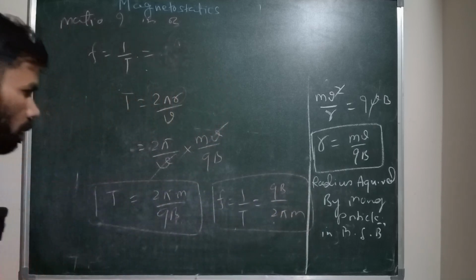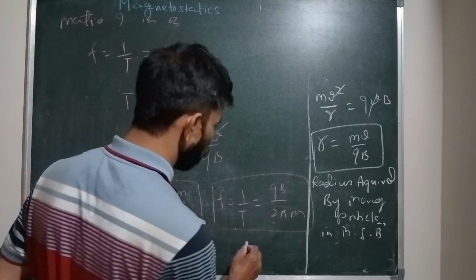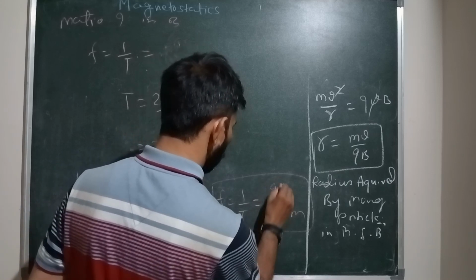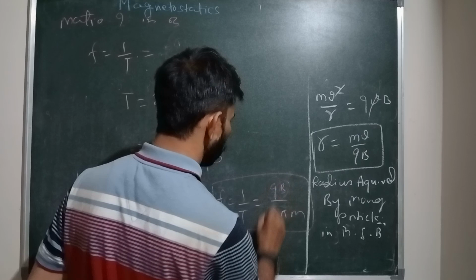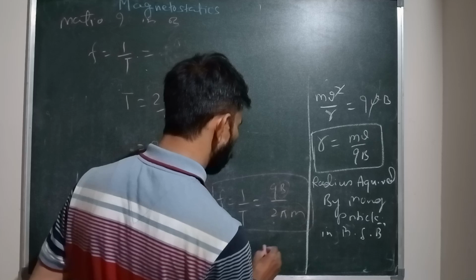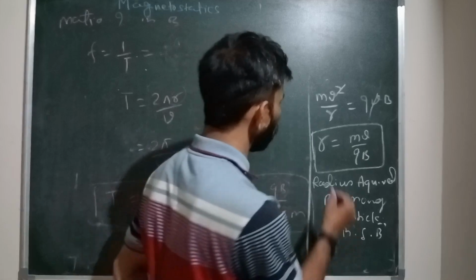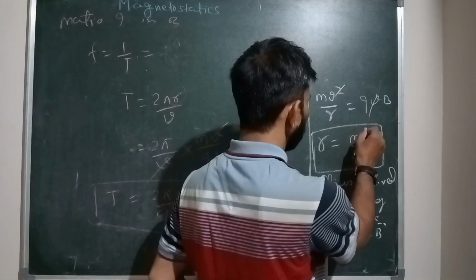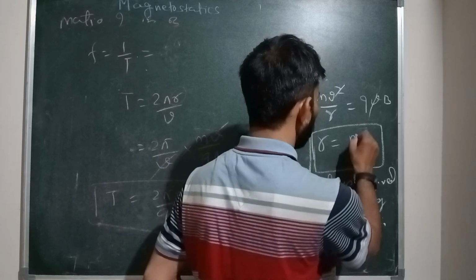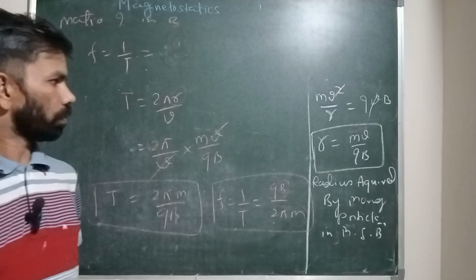This frequency of the moving particle in the magnetic field depends on the magnitude of the charge, on the magnetic field, and is inversely proportional to the mass of the charged particle. And here we have seen that the radius of the charged particle depends on the velocity, mass, charge q, and magnetic field. So thank you so much.